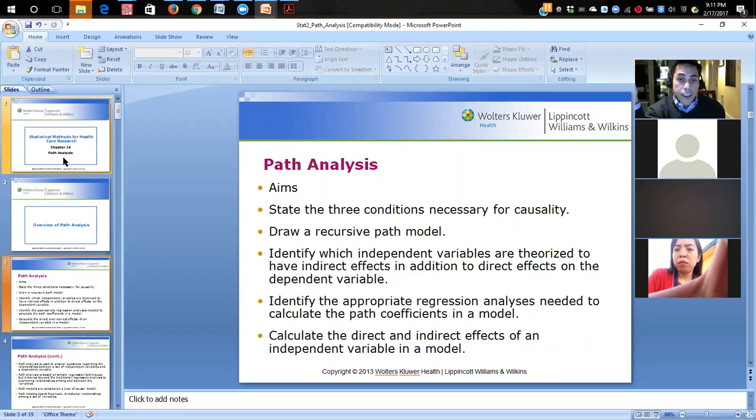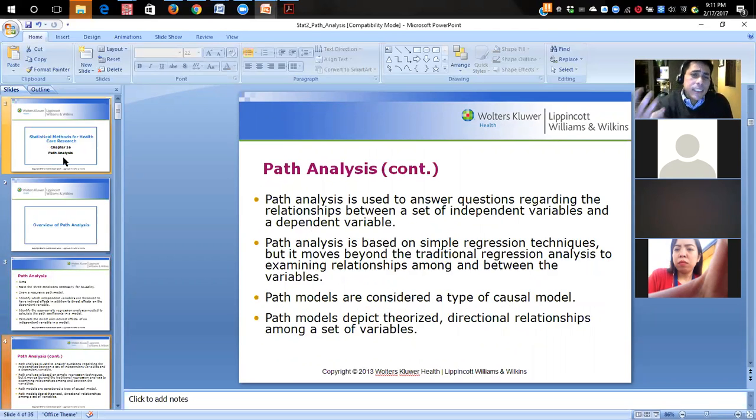You cannot say that your independent variables A, B, and C lead to dependent variable D, and then you create another variable E. It cannot be that way. In path analysis, the dependent variable is the end of the cause and effect. It is the effect, and that's it. It cannot be circular. And that's why it's called a recursive path model. So that's the overview of path analysis.